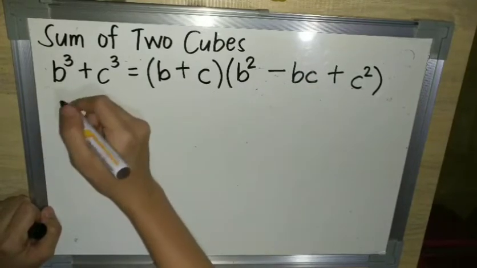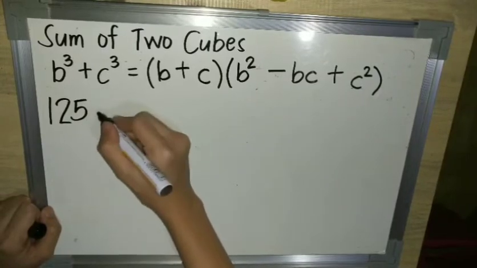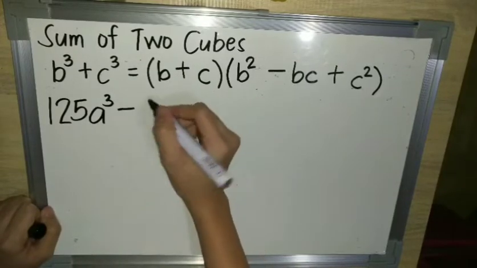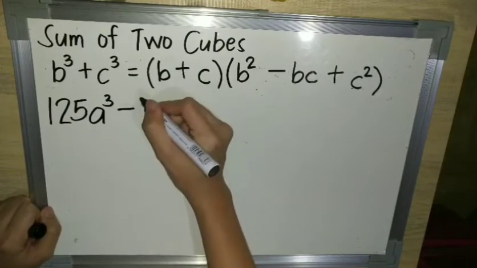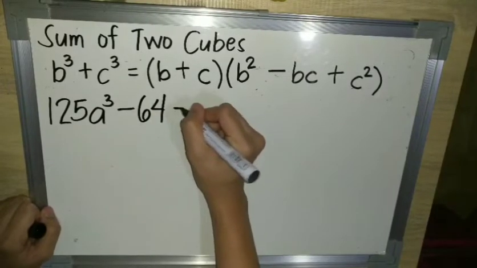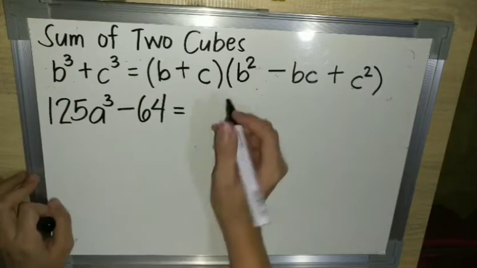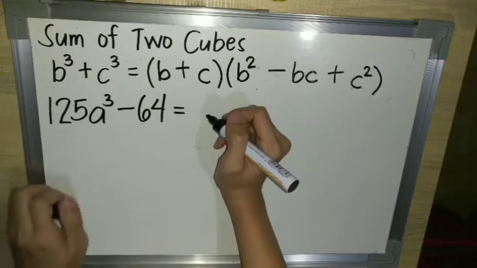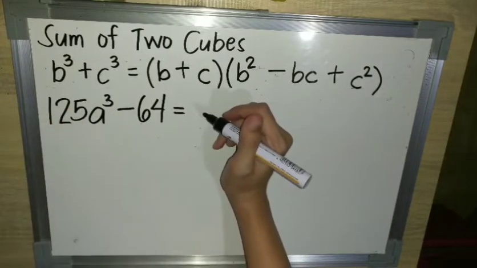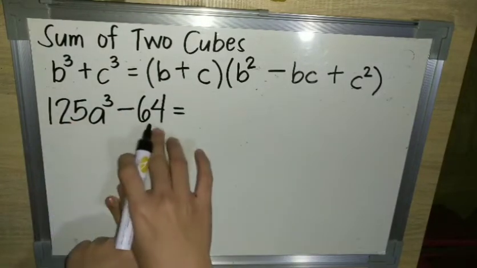For our next example, let's have this. Let's say we have 125 a cubed minus 64. So, ang una po natin gagawin is kokopyahin yung A and then the other two numbers. Now, the problem is, kanina wala tayong number, but then now we have here, 125 and then 64.